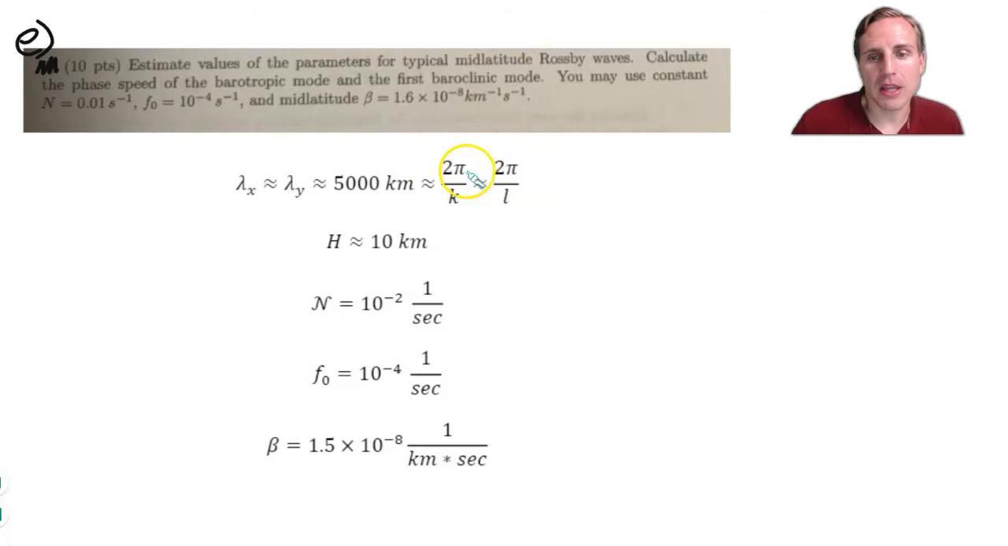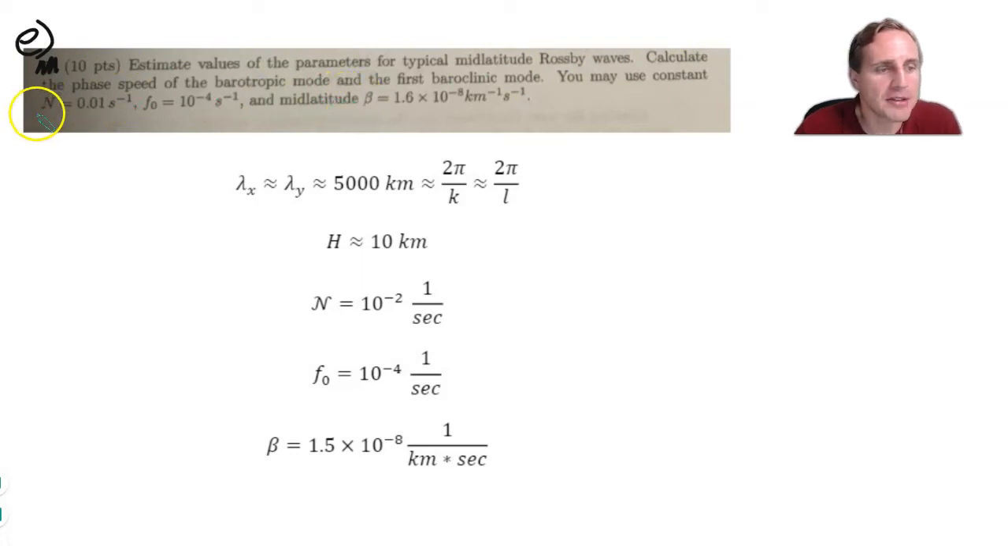Okay, lastly, part E. Remember, this is a pretty tough problem because this was originally a comprehensive exam question. Estimate values of the parameters for typical mid-latitude Rossby waves. Calculate the phase speed of the barotropic mode and the first baroclinic mode.